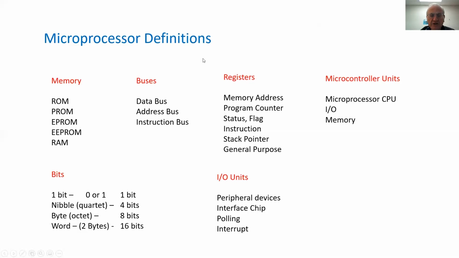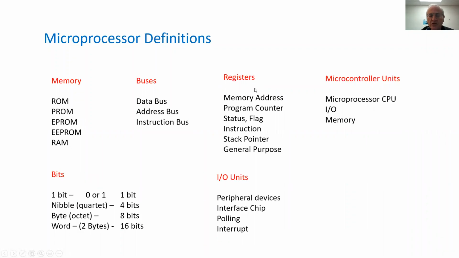The microprocessors have basic definitions such as memory, RAM, read-only memory, PROM, programmable ROM, EPROM, erasable PROM, electrically erasable PROM, and random access memory. The buses that the microprocessor is working with include the data bus, address bus, and the instruction bus.